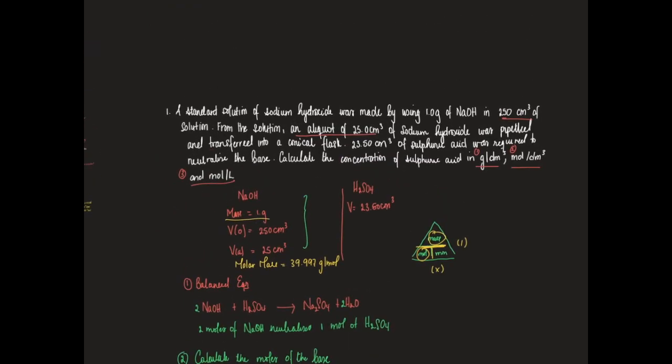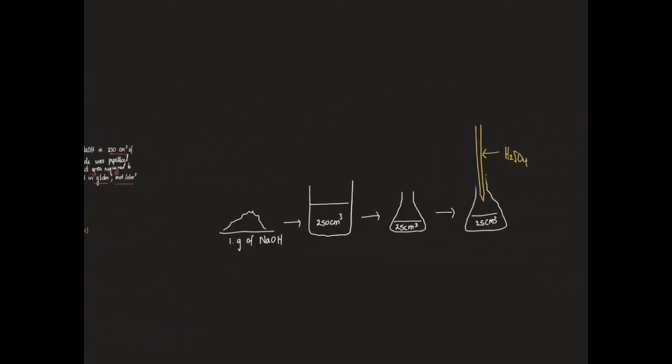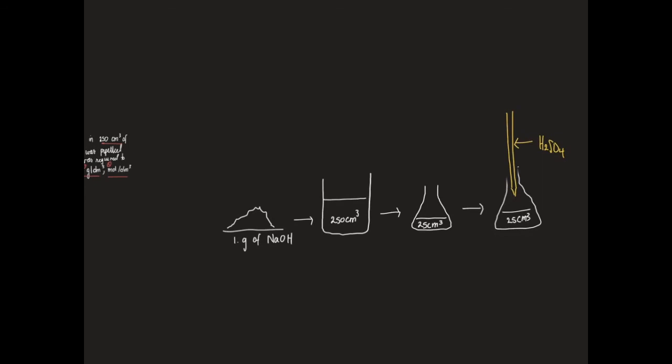So the question says that 1 gram of sodium hydroxide was used to make up 250 cubic centimeter solution. 25 cubic centimeters of this solution was then taken out and used in a reaction with sulfuric acid. So let's look at a visual representation over here. So you had 1 gram of the solid, you then added water and made up a solution of 250 cubic centimeters. From this 250 cubic centimeters, you took out 25 and placed it in a conical flask. This 25 cubic centimeters of the sodium hydroxide was then reacted with the sulfuric acid.